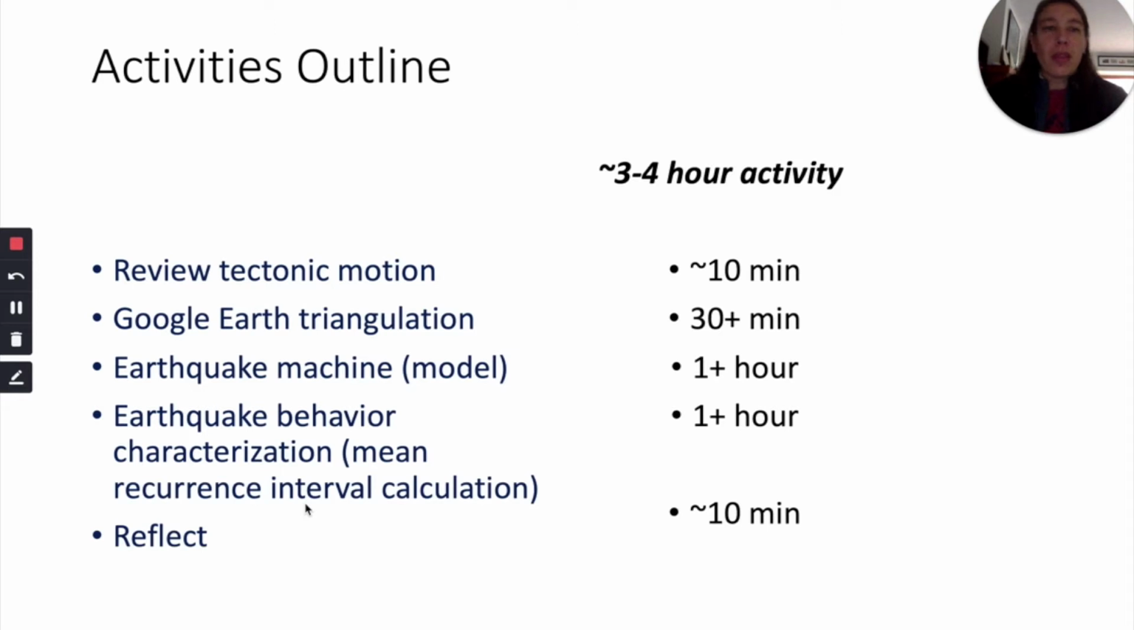So to begin with, I will guide you through a little bit of a review of tectonic motion that you should remember from your reading and from class. And if not, there's a slight review. And then I'll show you how to use Google Earth to do the triangulation portion of your at-home lab. Following that, we'll look at the earthquake machine, which will take you about an hour to put together and then use to collect your data.